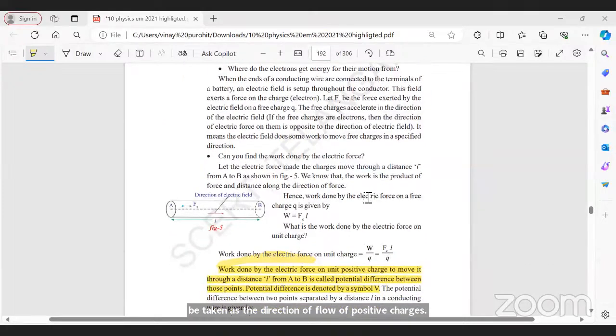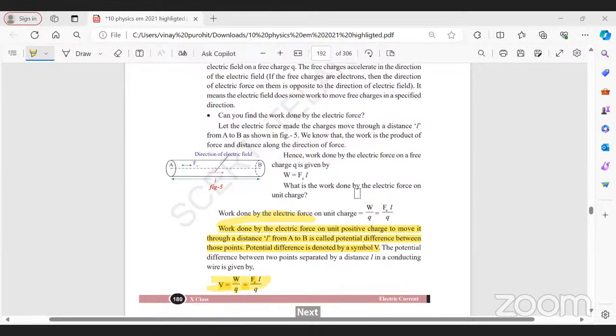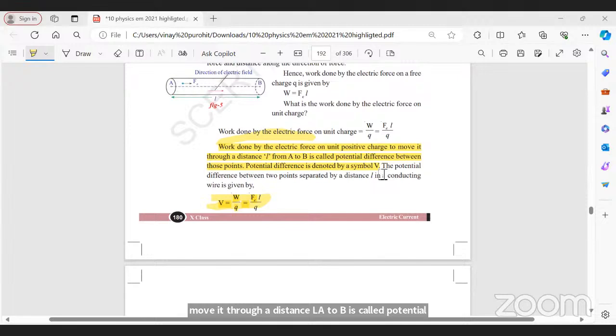Next, coming to the potential difference. It is the work done by the electric force on unit positive charge to move it through a distance L from A to B, and it is called the potential difference between those points. If you consider here, it is the electric force on the unit positive charge, to move it through a distance L from A to B. It is denoted as capital V.